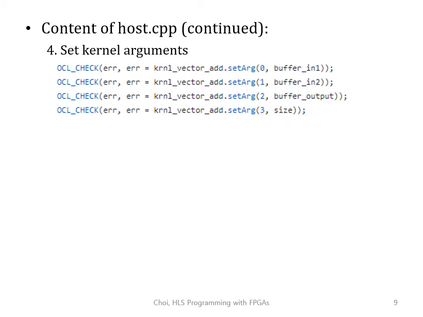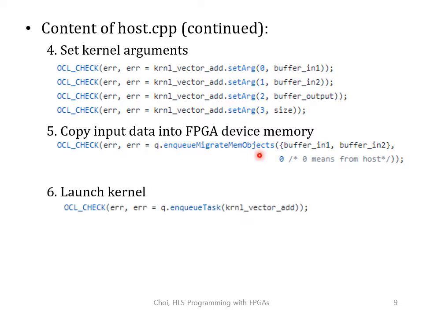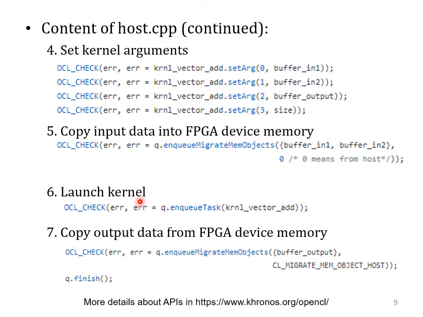Then it'll set the arguments. The 3 of them are memory objects, buffer in 1, buffer in 2, buffer output, and the last one is a scalar variable. Then it'll copy input data into FPGA device memory using the command enqueue migrate mem objects. And then it'll launch the kernel.